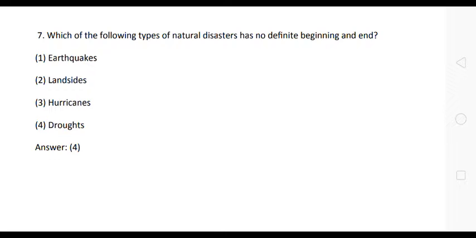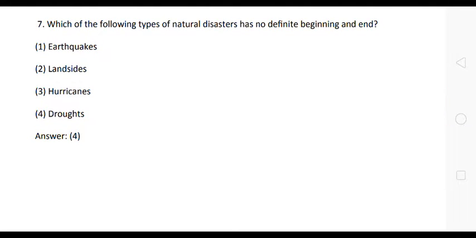Which of the following types of natural disasters has no definite beginning and end? Here the correct answer is 4. Droughts. Droughts is the correct answer. Option 4 is the correct answer. Now let us see the next question.